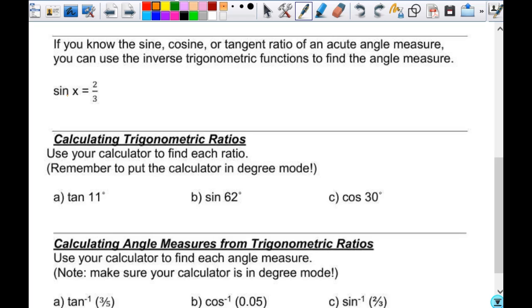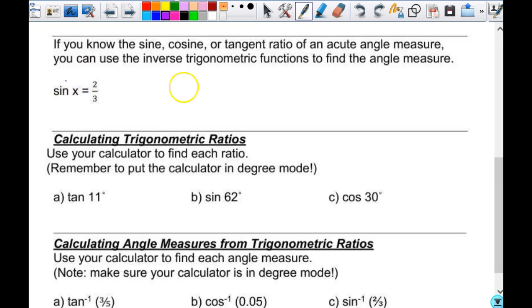Same thing here. I can't divide by x and leave sine. Sine by itself doesn't mean anything. So I have to do the inverse. And the inverse of sine is sine inverse, or inverse sine, or also arc sine. But I don't think we really use that much in pre-cal still. It's sine inverse, or inverse sine.